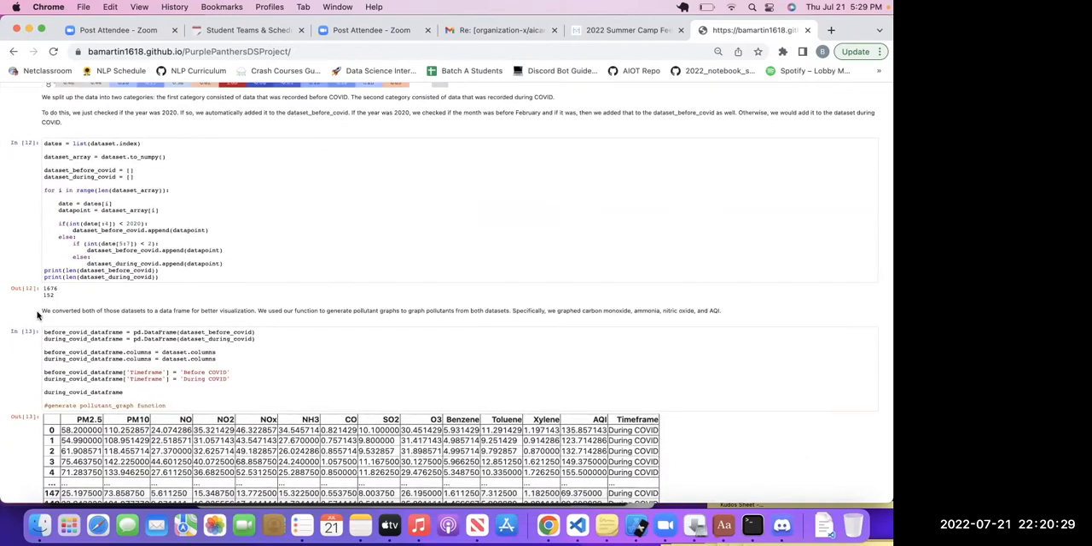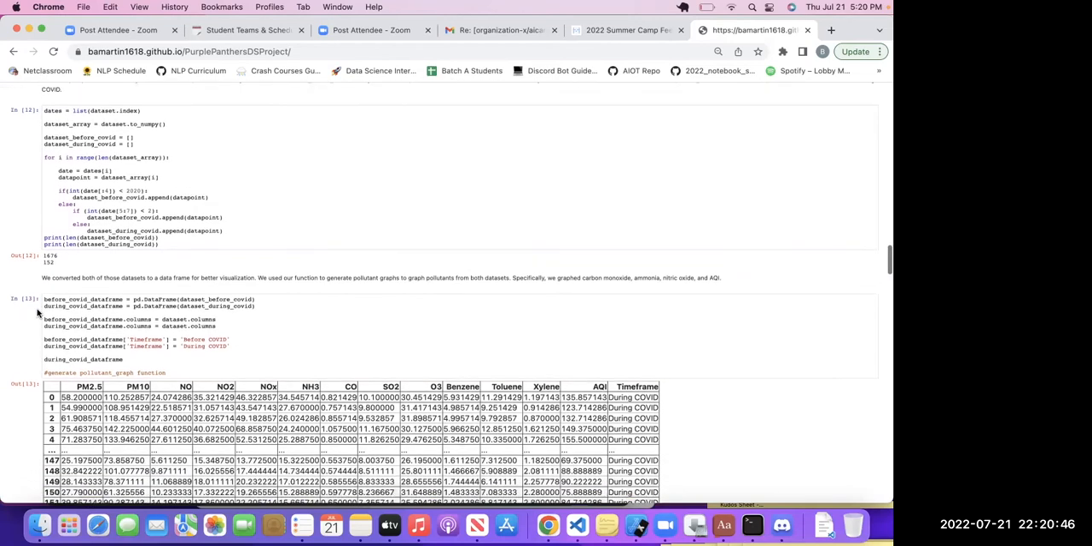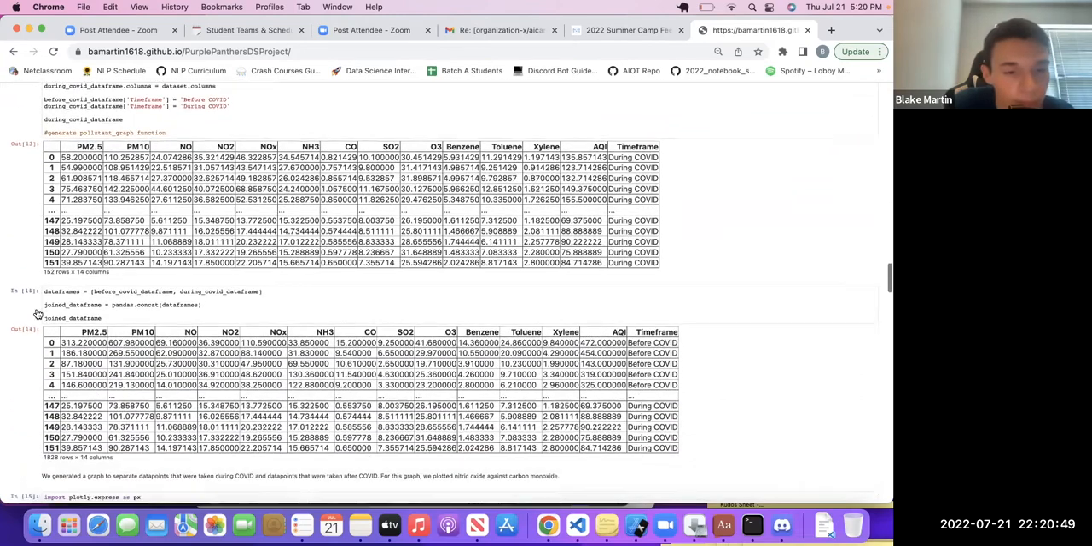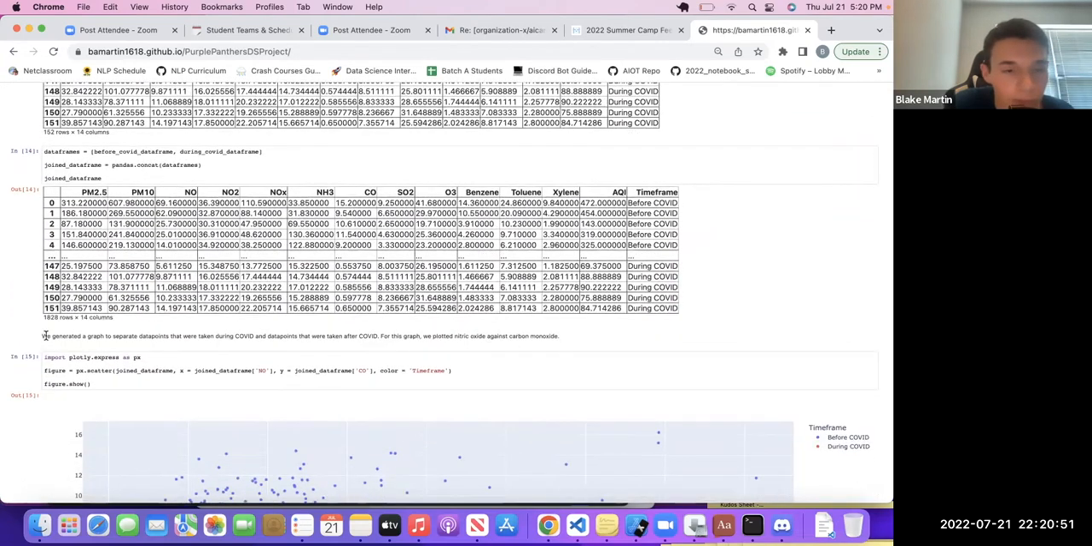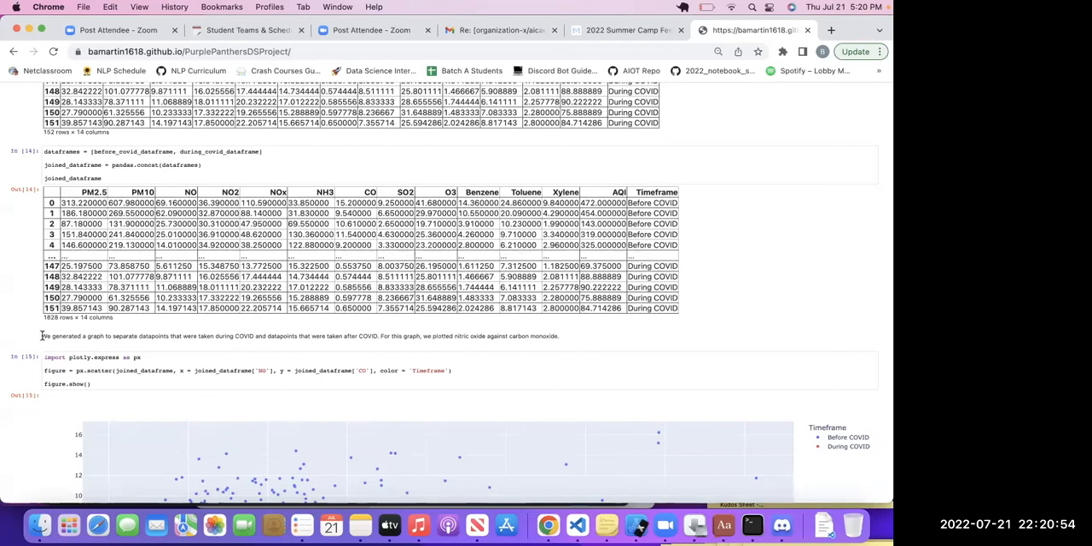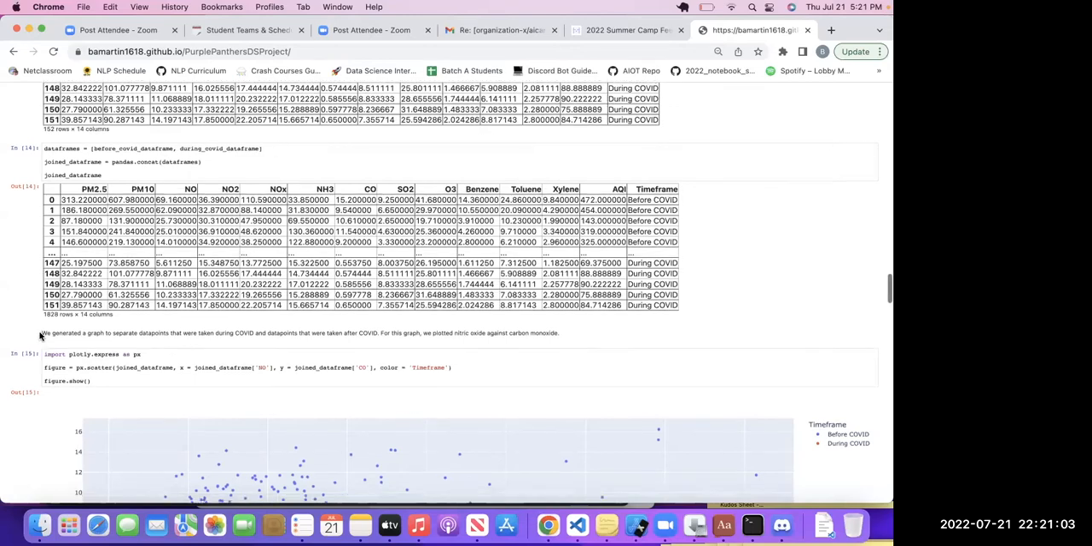We converted both of those data sets to a data frame for better visualization. We used our function to generate a pollutant graph to graph pollutants for both data sets. Specifically, we graphed carbon monoxide, ammonia, nitric oxide, and AQI. We generated a graph to separate data points that were taken before COVID and data points that were taken during COVID. For this graph, we plotted nitric oxide against carbon monoxide.